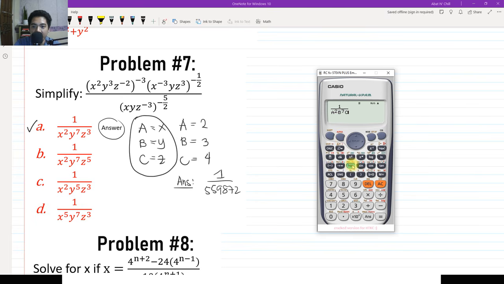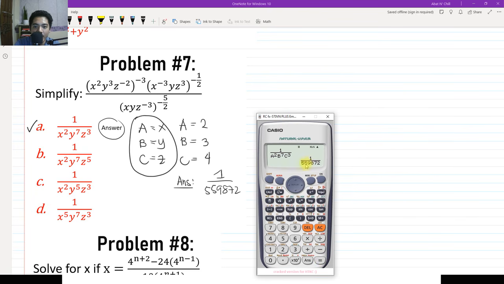Of course, that is alpha C raised to 3. So again, input the values. We have A for 2, B 3, C 4. And voila, we get the same answer. So we have 1 all over 5,987,2.